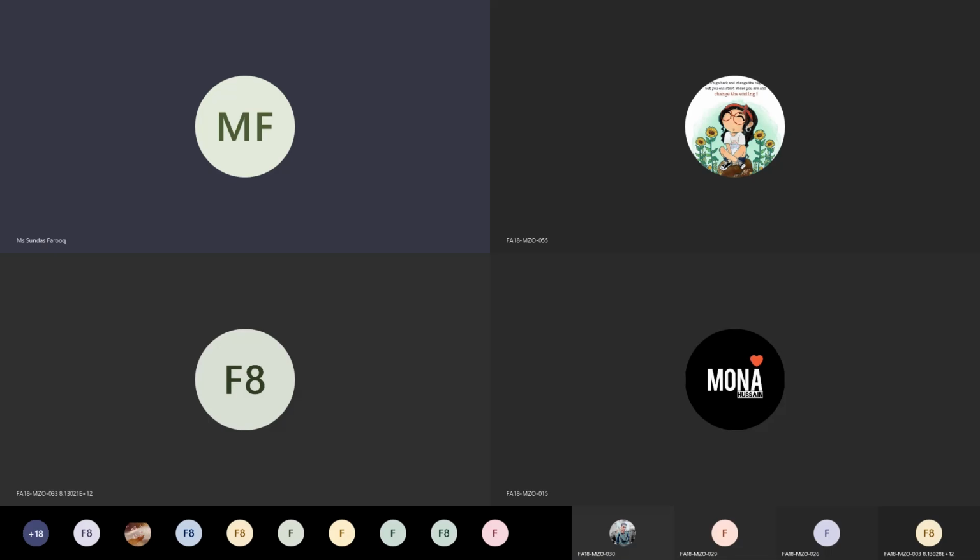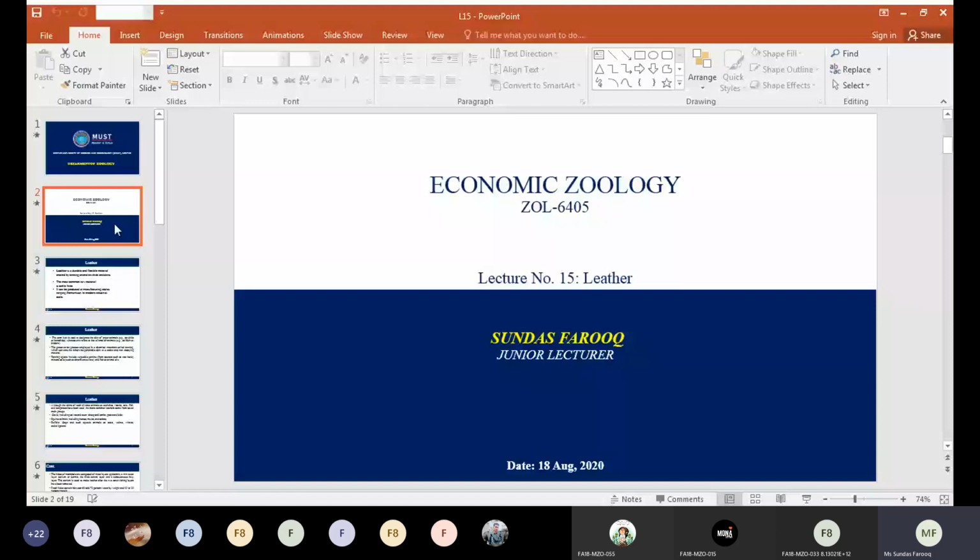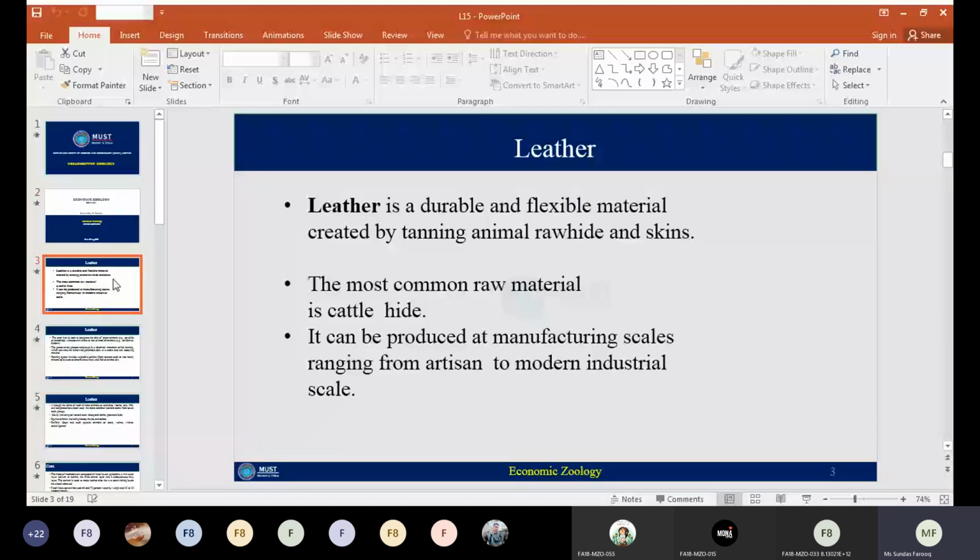Leather, if we generally discuss it, is a durable and flexible material that is created by the tanning of material of animal origin. Mostly different types of raw hide are utilized, involving different skins of animals. So we can say leather is a product specifically associated with different types of animal skin, and the most common raw material utilized for the production of leather is cattle hide.